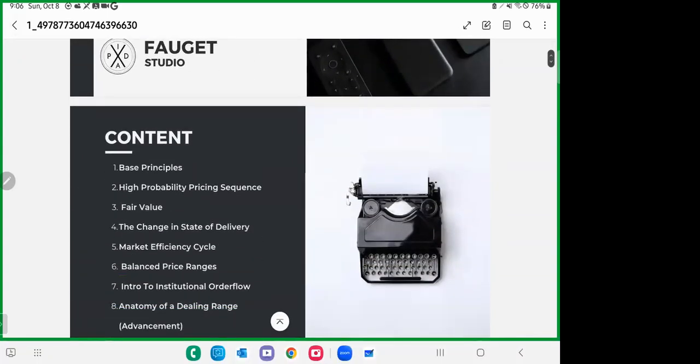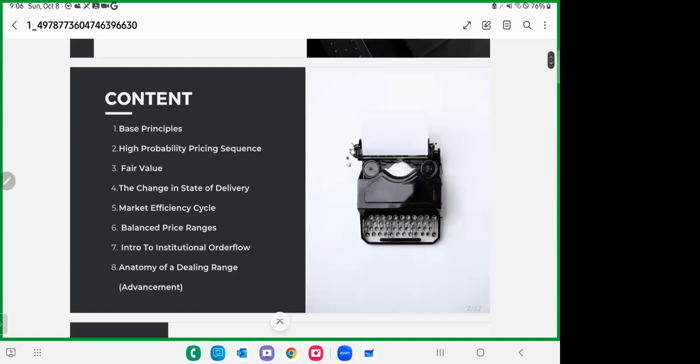All right. So the contents of this lecture: we'll go into base principles, high probability pricing sequences. We'll talk about fair value and what that is, the actual chain and state of delivery. This will be progressive throughout the entire mentorship, but I'll give you a brief indication of what that is, and it's not anything super complex. We'll go into the market efficiency cycle, understanding balanced price ranges, and a quick introduction to institutional order flow. We'll save that in-depth piece for lecture 3 because it ties into market maker buy and sell programs.